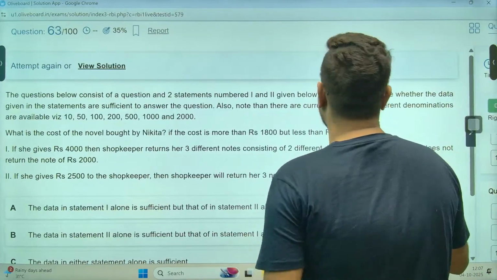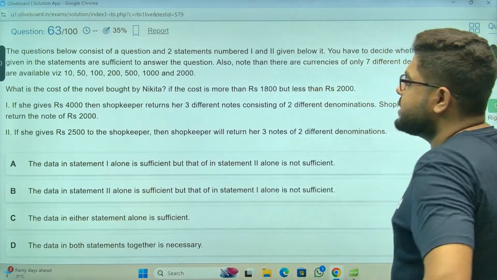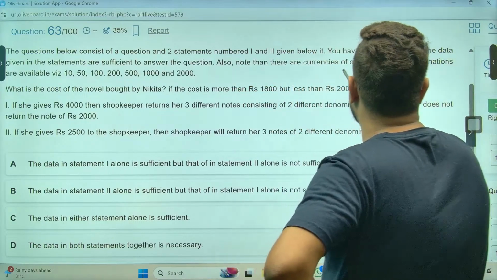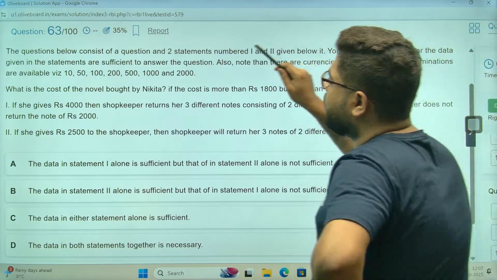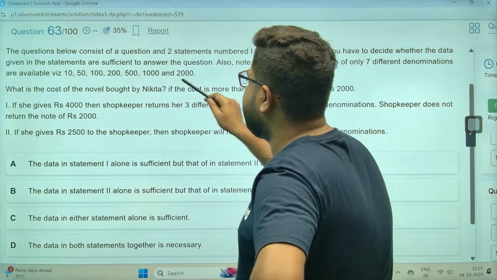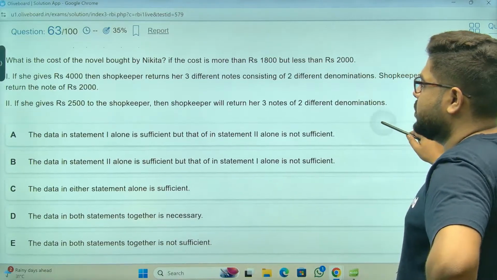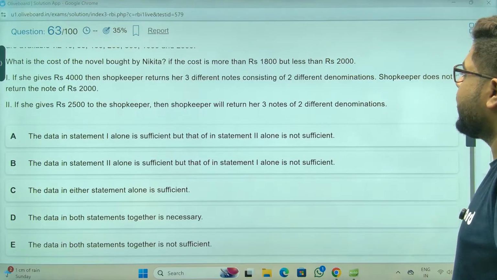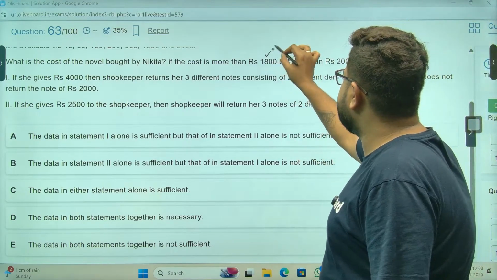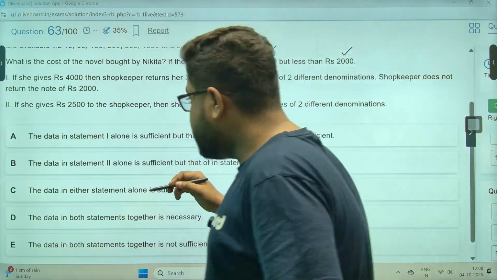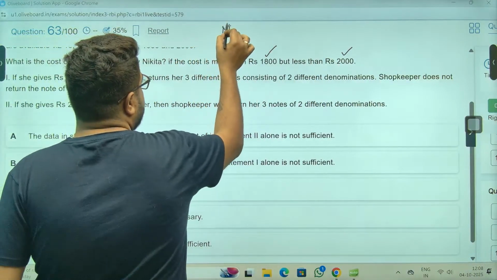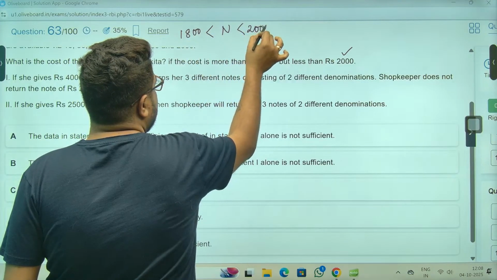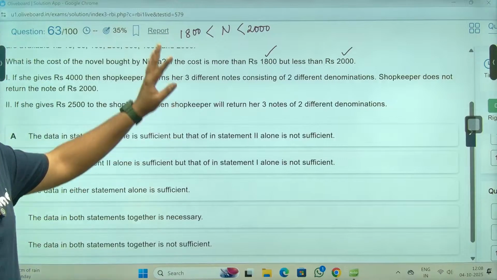Next one, sir. This kind of note question is a good one. Decide again. Also note that there are currencies of only 7 different denominations: 10, 50, 100, 200, 500, 1000, 2000. What is the cost of novel bought by Nikita? The cost is more than 1800 but less than 2000. So that novel costs between 1800 to 2000, sir. That is given.